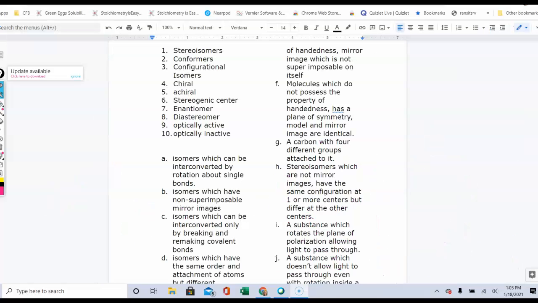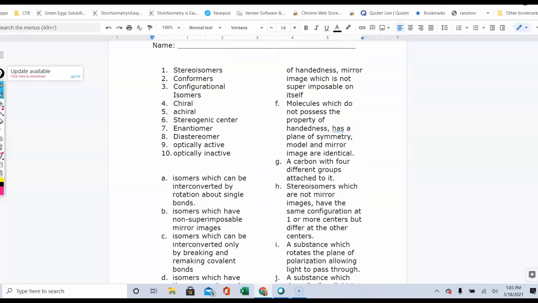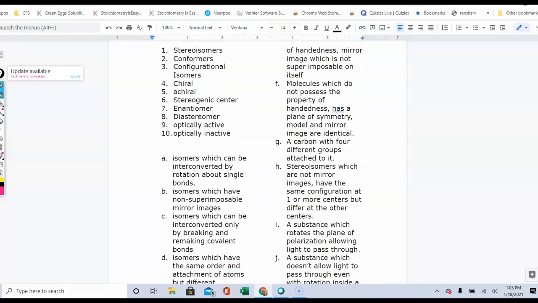Okay, so let's look at some definitions. Isomers which can be interconverted by rotation about single bonds. So these are going to be conformers. They can be called conformers or sometimes rotamers. But this means that number two is going to be A. B, isomers which have non-superimposable mirror images. That is stereoisomers. That's going to be number 1.